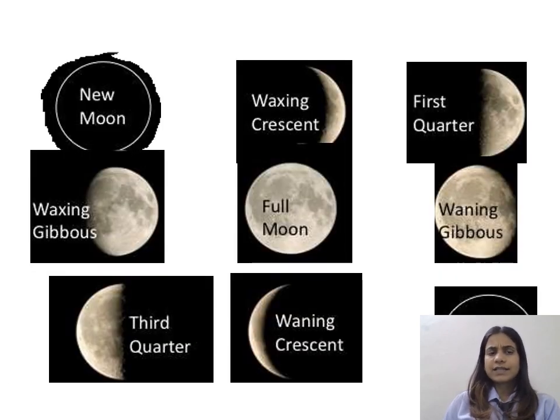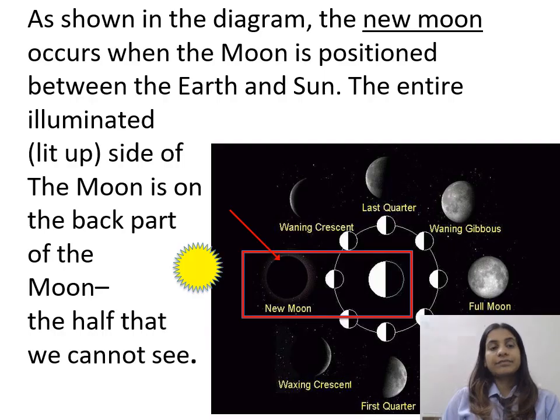So here in this slide you can see the different types of moon: new moon, waxing crescent, first quarter, waxing gibbous, full moon, waning gibbous, third quarter, waning crescent. So these are the different types of moon that you can see in this slide.